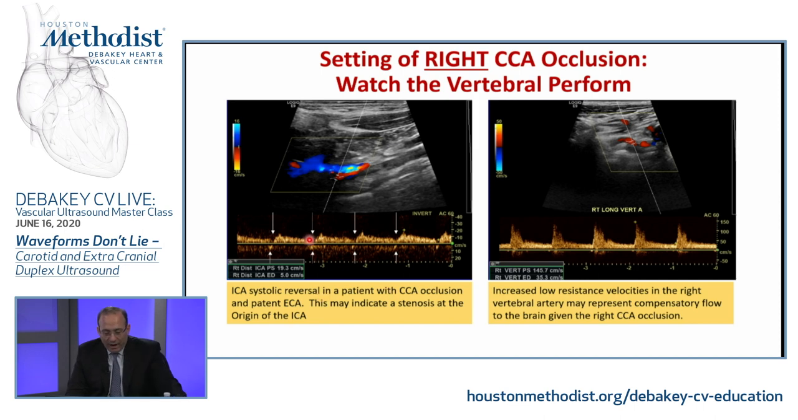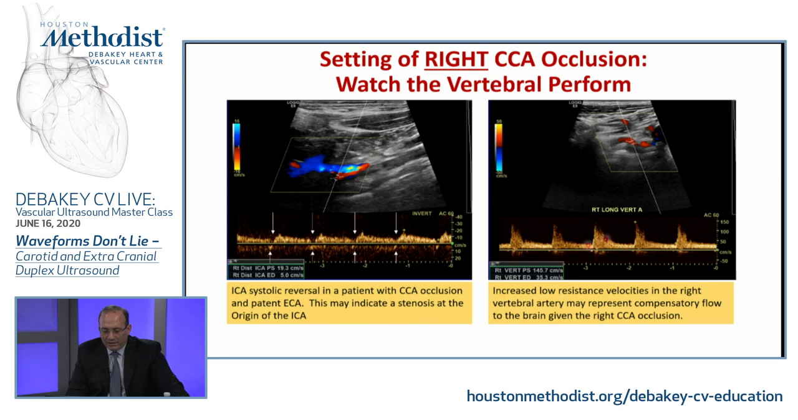This is the ICA. So what's happening in the ICA here is that you have a very early reversal in that peak systolic peak, so it's reversed, and then you get the antegrade late systolic segment and end diastolic segment. So you see flow almost wanting to go retrograde towards that external carotid artery.